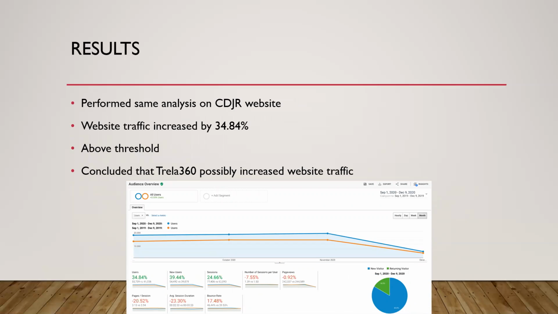And then next for the CDJR website, I believe that Trello 360 and the reviews that it caused actually did increase the CDJR traffic by a little bit. It's not any kind of crazy levels, but it was over the threshold, and it was pretty steady. So I think it may have made a difference there.